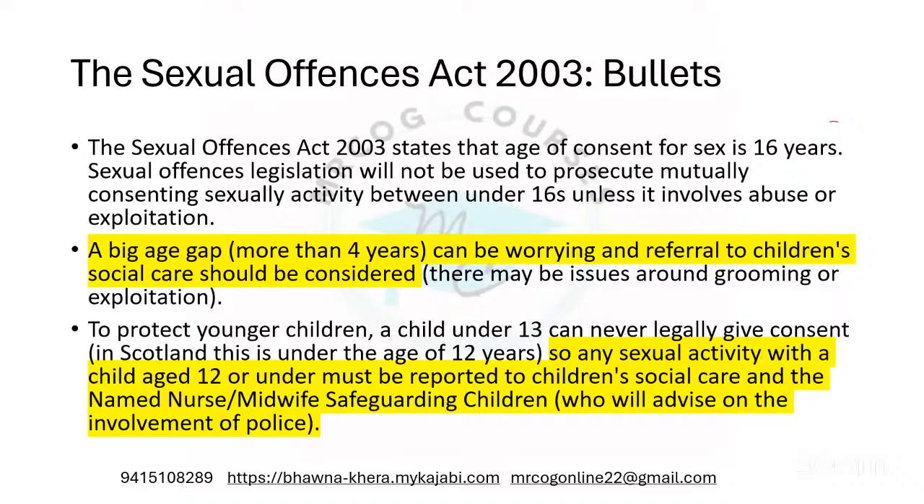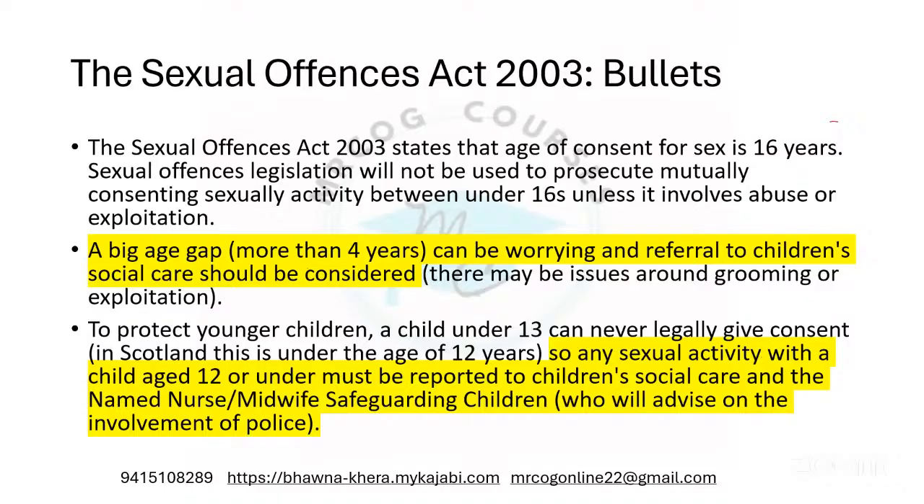Any big gap, whether it is 4 years, 6 years, 8 years, whatever it is, can be worrying and referral to children's social care should be considered. There may be issues around grooming or exploitation. To protect younger children, that is, children under 13, because under 13 they have no right to consent. Even if they are going for consensual sex, it is considered sexual assault only. So in this case, children are to be reported to social care and safeguarding.